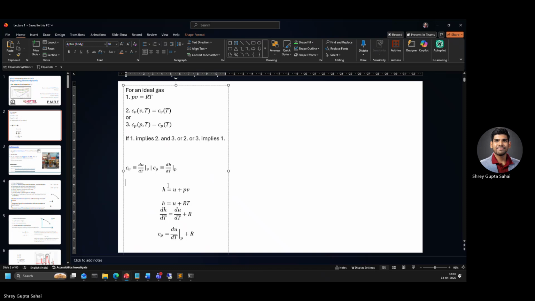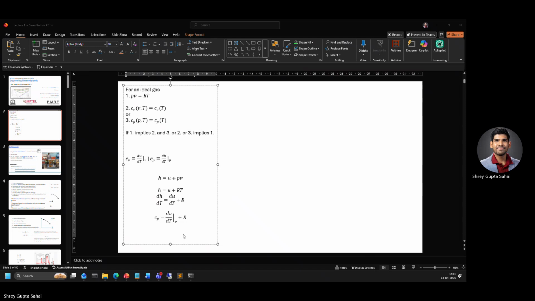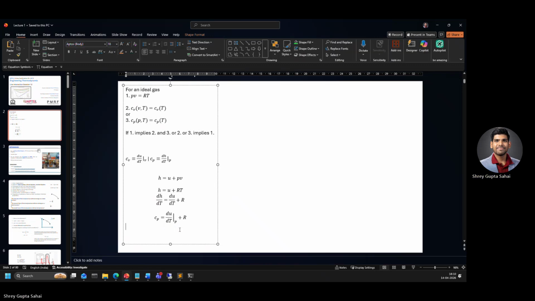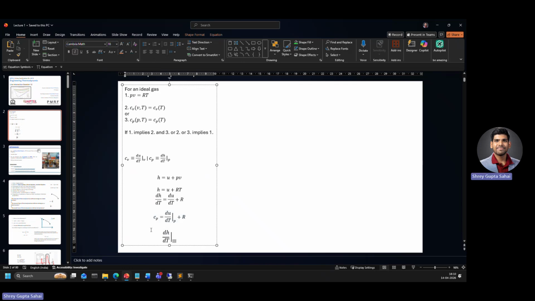Similarly, you have Cv as dH by dt at a constant V, which will be Cv plus R.